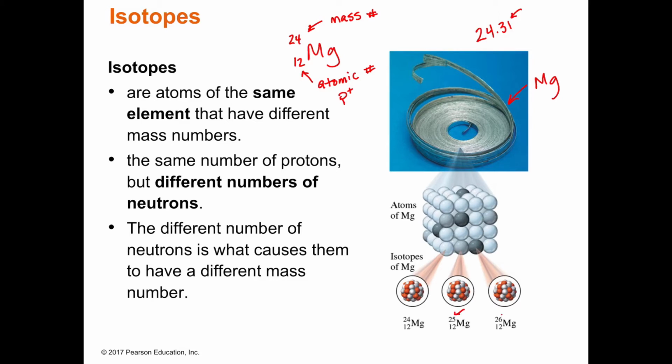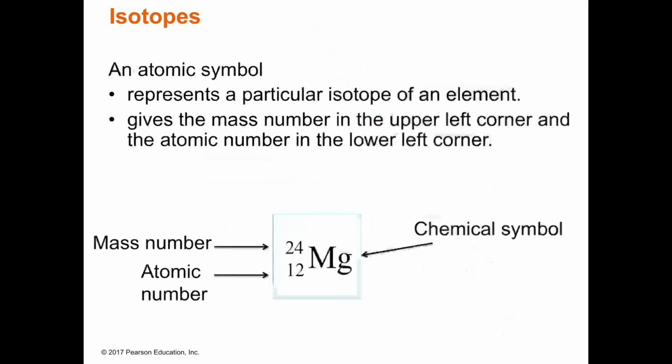So we have magnesium 25 and magnesium 26. Regular magnesium would have 12 neutrons, right? 24 minus 12 gets us 12 neutrons. But magnesium 25 will have 13 neutrons, and magnesium 26 will have 14 neutrons. So the number of neutrons is changing in all of these, which is why we have different mass numbers.